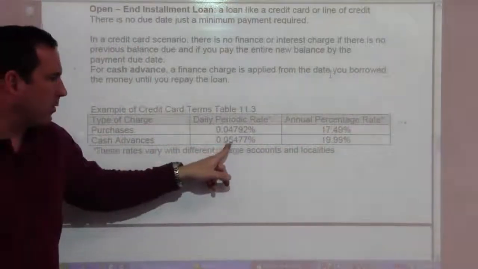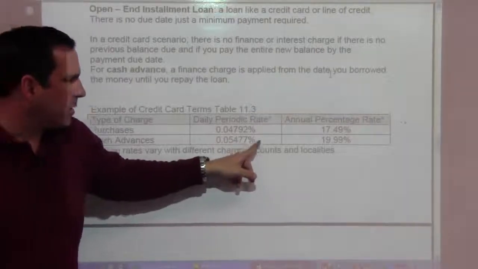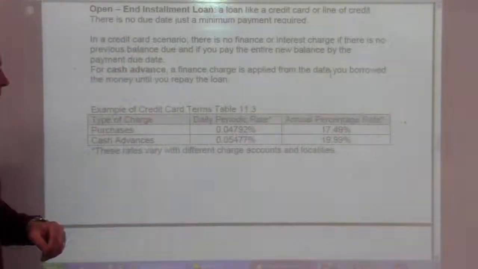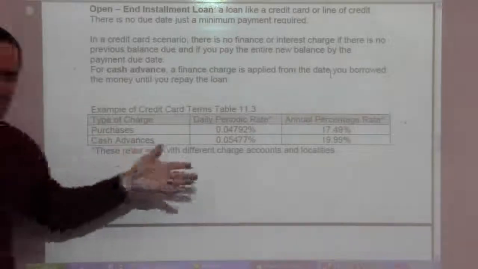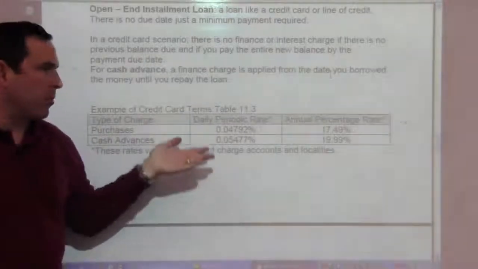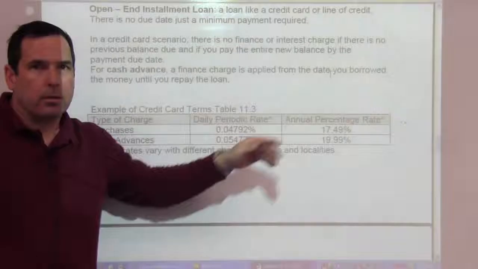Cash advance is 0.05477%, an annual rate of 19.99%. But these rates are going to be different with different cards and dependent on your credit rating. If you have a bad credit rating, you may have a 30% interest rate.